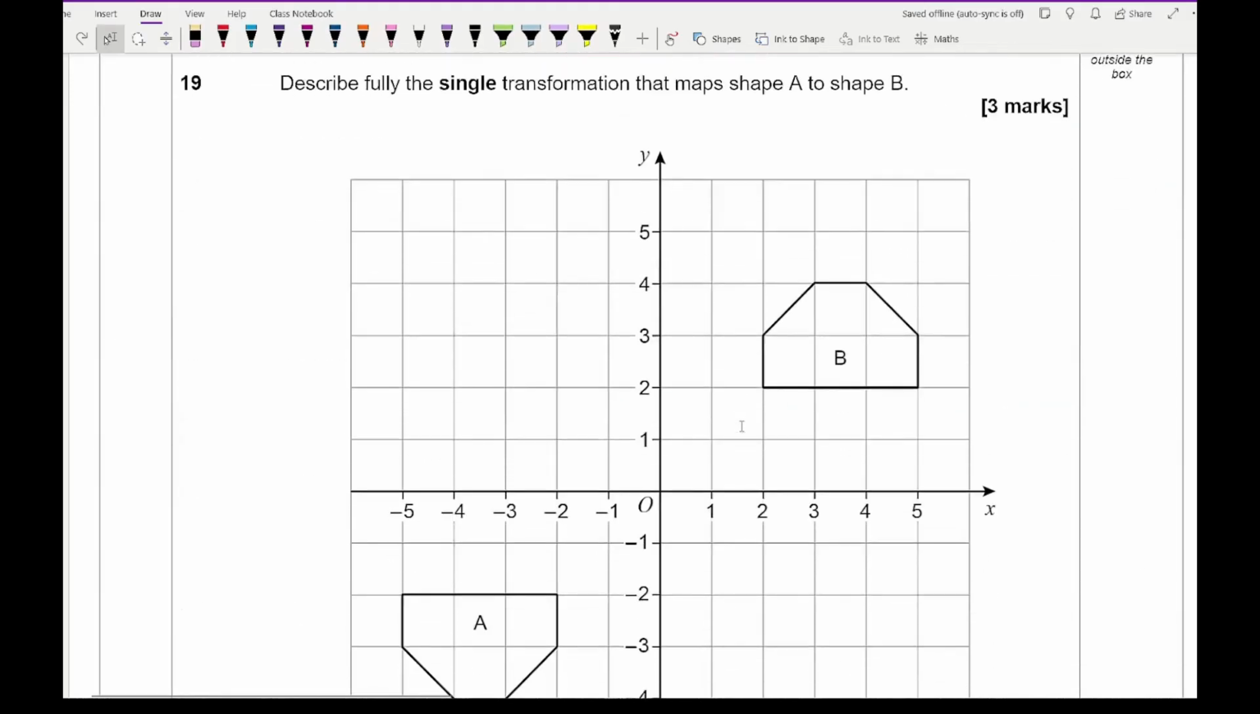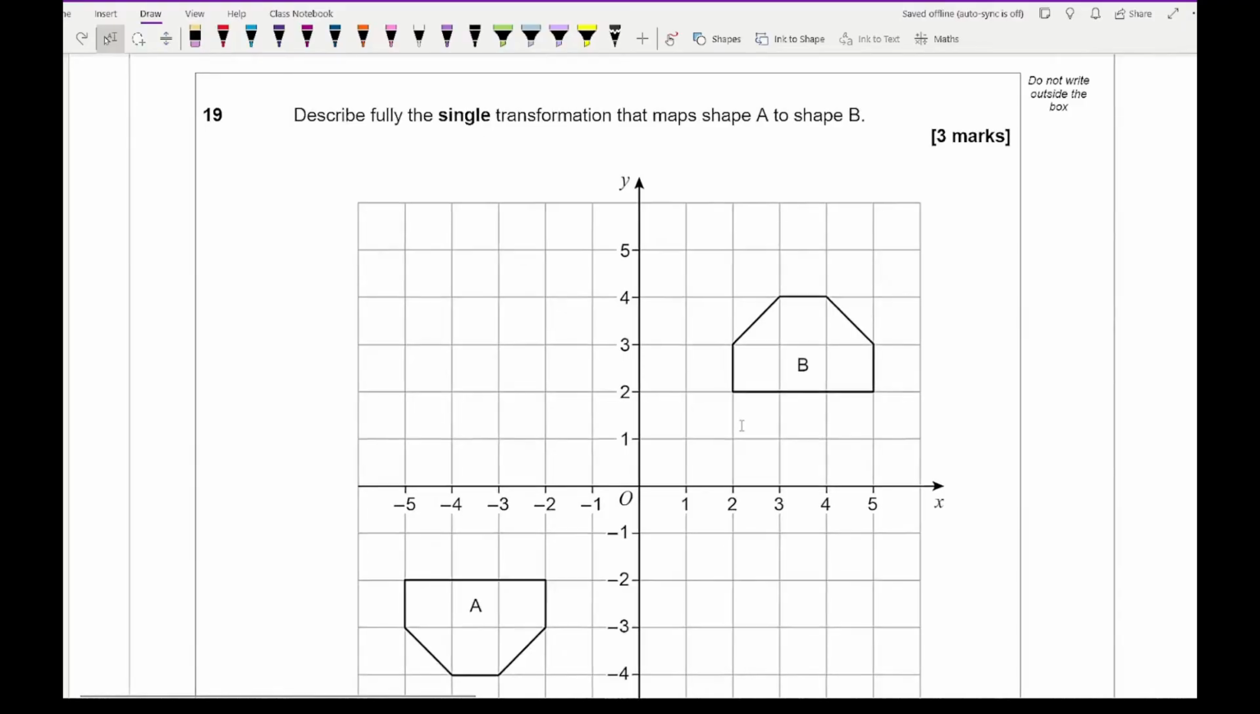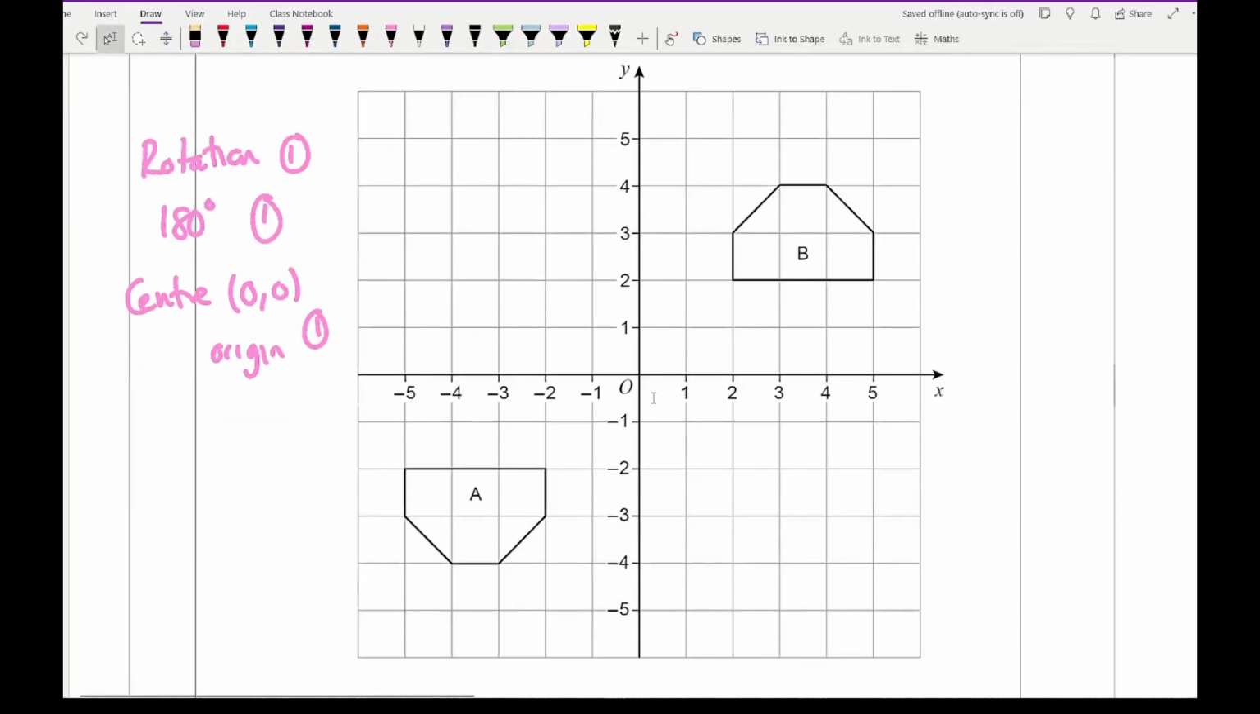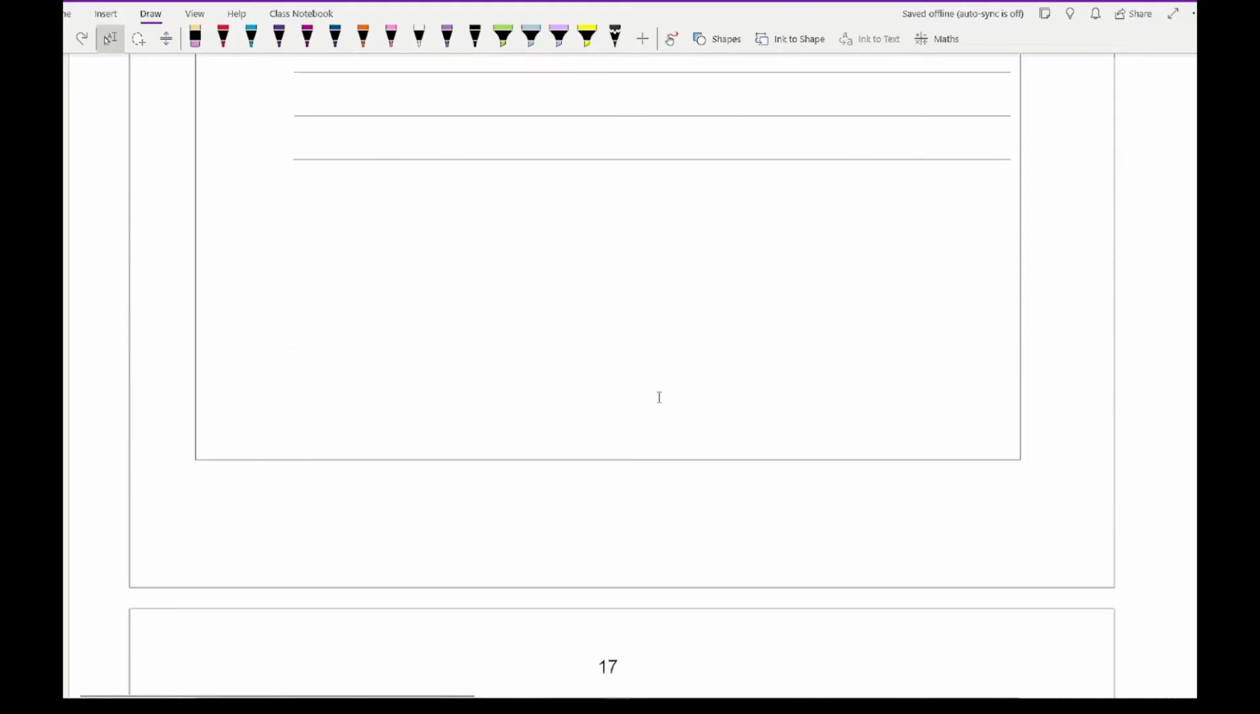Moving on to 19, it says describe fully the single transformation that maps A onto B. So for this, all we need to recognise is the fact that it's a rotation. So that would get you 1 mark. Another mark would be for the angle, which is 180 degrees or half turn, you could say. And then you want to mention the centre, in which you could either give the coordinate, which is 0, 0, or you could write the origin, and that would be our third mark. But you definitely need to write all 3 bits of information for that one.